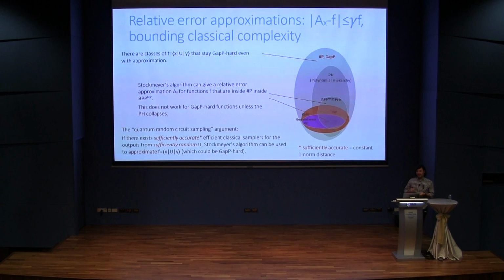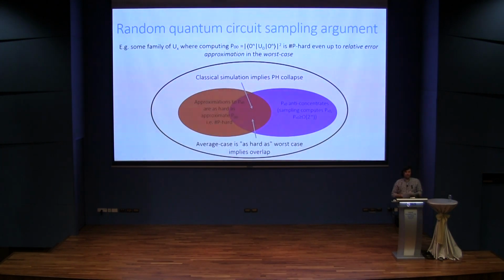Now, the really important part of this was the introduction of a random circuit. The reason why that's so interesting is because under this randomization assumption, the fact that you've actually got a random circuit, you're able to show that if you're close in one norm, Stockmeyer's algorithm will actually deliver you a relative error approximation. Okay.